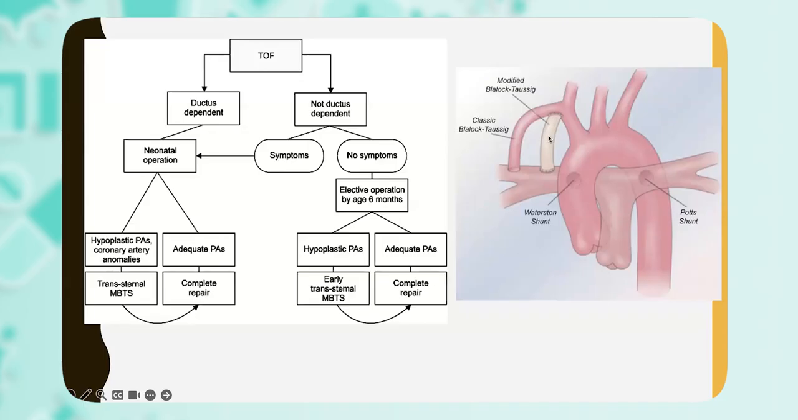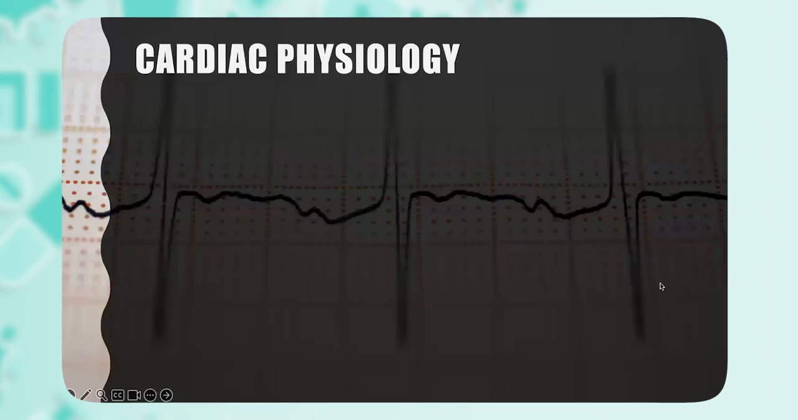So these are the palliative shunts that are done. In the classic Blalock Taussig, the right subclavian artery used to be transplanted into the right-sided pulmonary artery. This is a classic one, no more done nowadays. This modified Blalock Taussig is done. It uses a Gore-Tex tube, connects the brachiocephalic or the right subclavian junction with the right pulmonary artery. This is the Waterston shunt. It is a connection between the ascending aorta and the right pulmonary artery. And this is the Potts shunt, which is a connection between the left pulmonary artery and the descending aorta. So TOF, we end with TOF.